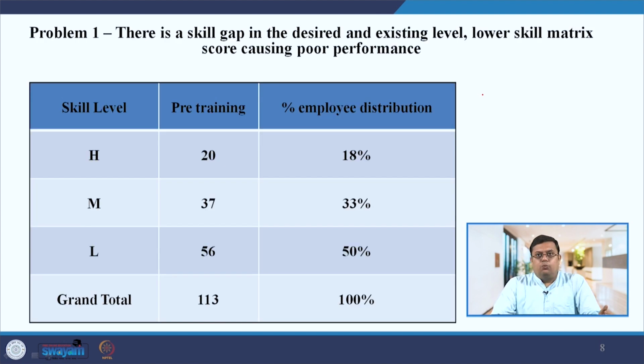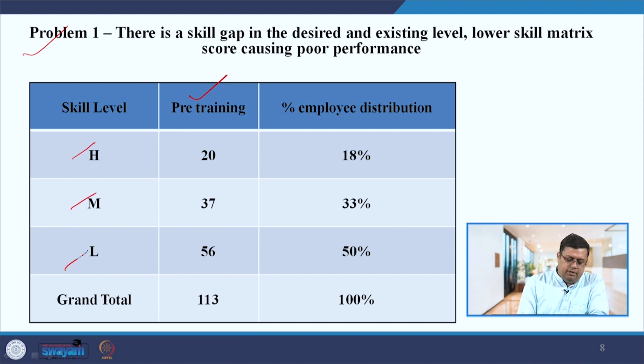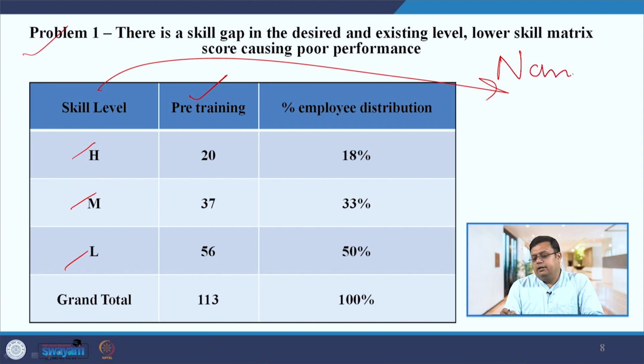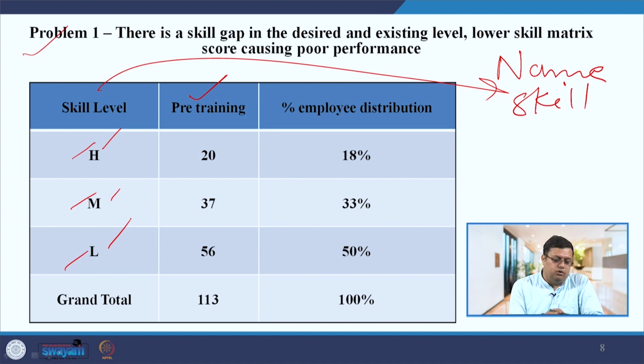So after various descriptive data presentations, now we have come to the problem. If you remember, as I discussed, the problem was skill gap. Now you can see the employee distribution pre-training, with skill levels high, medium and low. What is the issue with this table? Here skill level is there, so the name of the skill can also be mentioned. You are saying high, medium, low, but for which skill? That answer is not there.